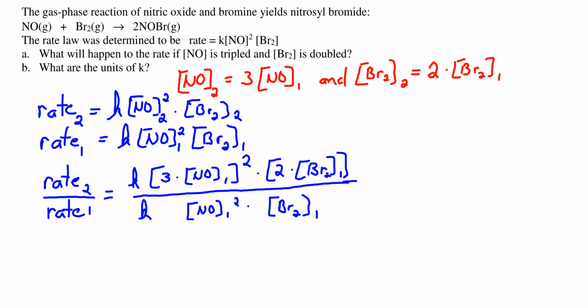All right, so here we are comparing our rates of trial 1 and 2. We see K cancels, and we also see the concentration of NO of trial 1 squared is going to cancel out, and the concentration of Br2 in trial 1 is going to cancel out.